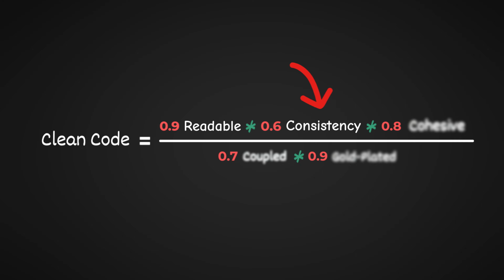I rated this one 0.6 because inconsistency isn't a deal breaker. In real projects, we keep adopting new ways to write code, and that naturally makes things a bit uneven. And that's totally normal. It doesn't really hurt your work.